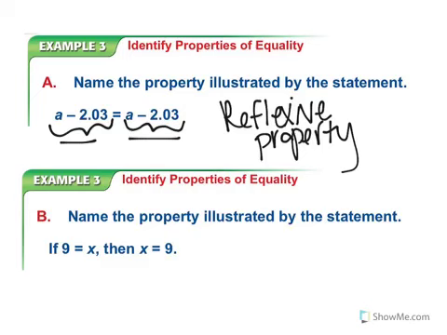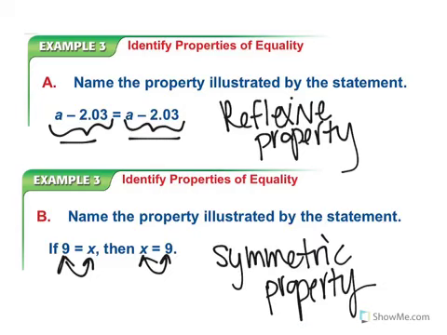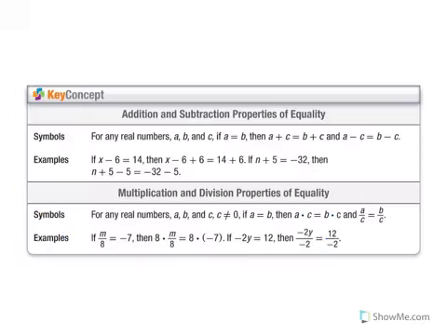If you look at B, name the property illustrated by the statement. If 9 is equal to x, then x is equal to 9. Here we pretty much have the same statement, but all we see is that they flip-flopped places. Well, we know that's going to be the symmetric property. Okay, it's just like the example, you flip-flop places. Now it's your turn.